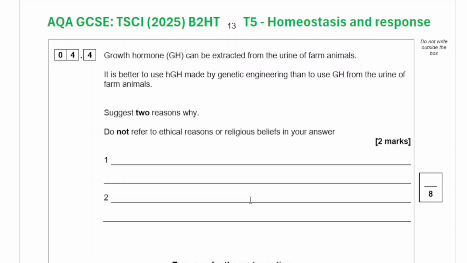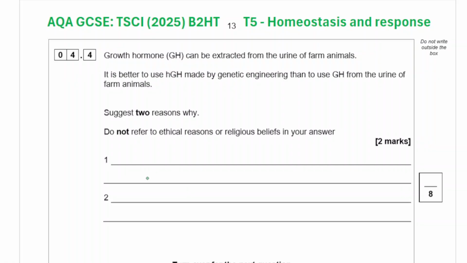Next question. Growth hormone GH can be extracted from the urine of farm animals. It is better to use HGH made by genetic engineering than to use GH from the urine of farm animals. Suggest 2 reasons why. Do not refer to ethical reasons or religious beliefs in your answer. So if you're going to get the hormone from animals, then there might be infections that could cross over. It's not going to be the same genetic makeup as that from the human gene, right?